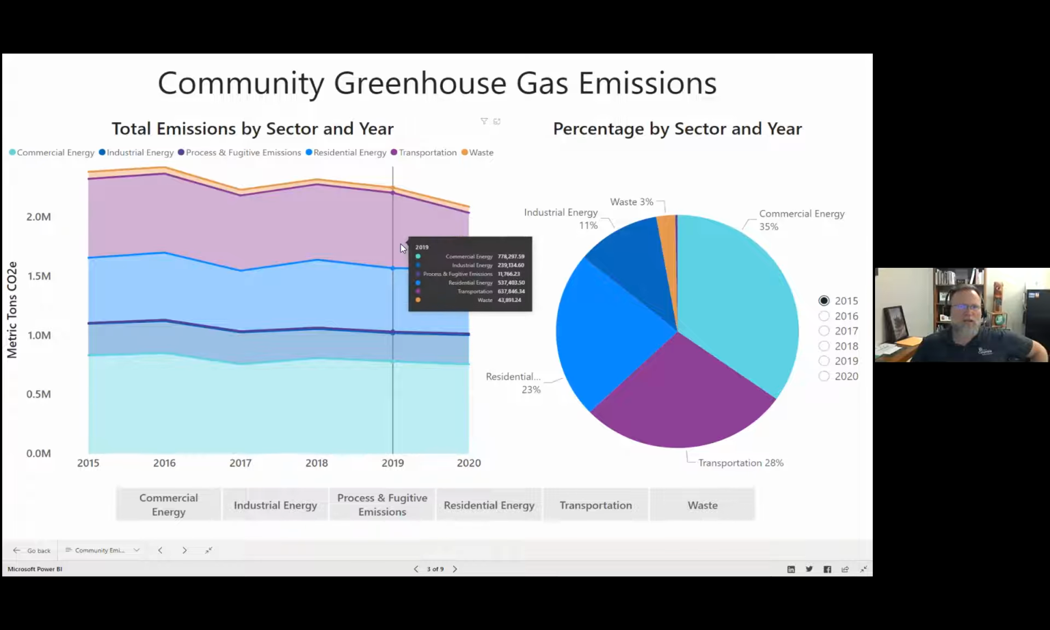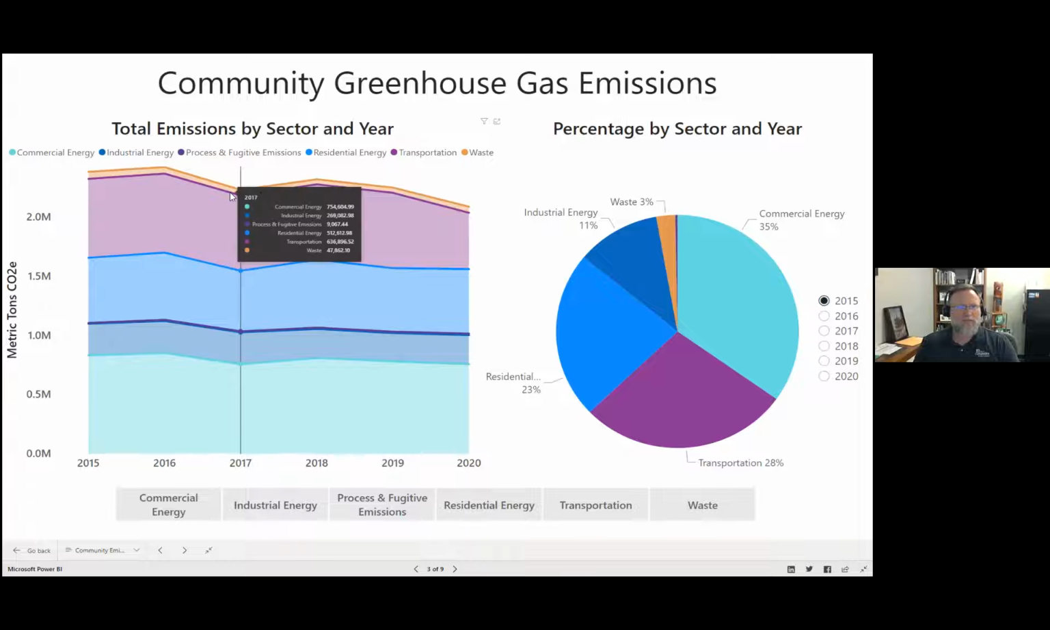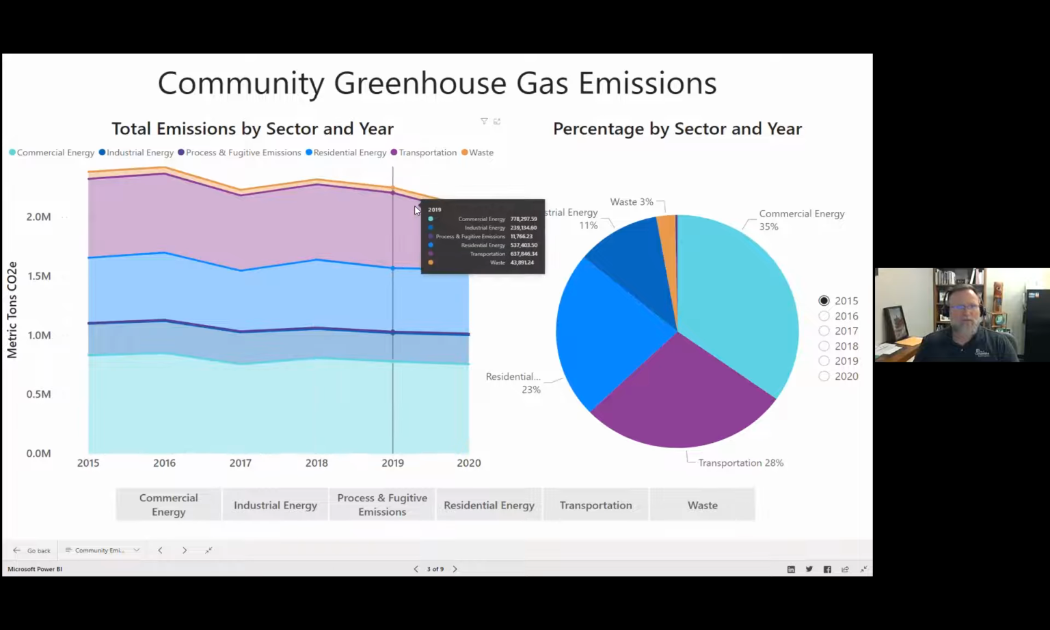What's interesting to us about this decrease is that the largest decrease in 2020 emissions were seen in the transportation sector. We don't generally see, we have not seen changes in the transportation sector over the period between 2019 and 2015.